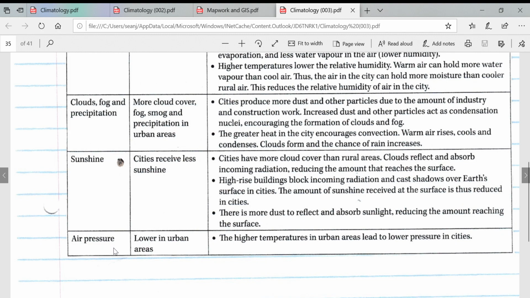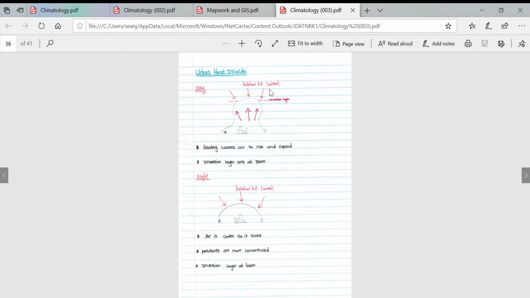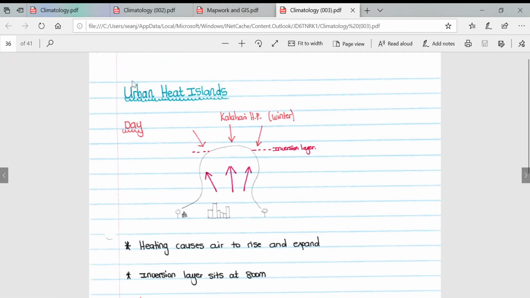If we look at air pressure, it is lower in urban areas. The higher temperatures in urban areas lead to lower pressure in cities. Then we move on to a concept known as urban heat islands. We look at a day diagram. We can see this very mushroom type shape, which is the urban heat island.